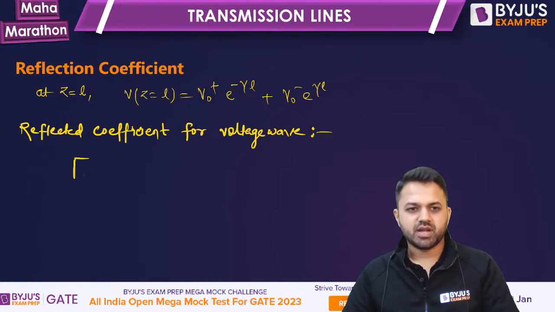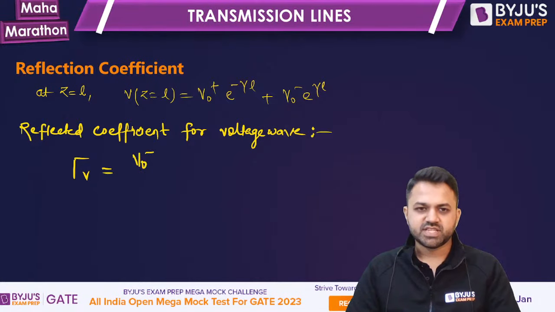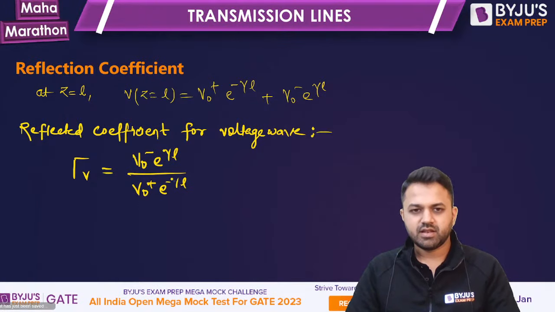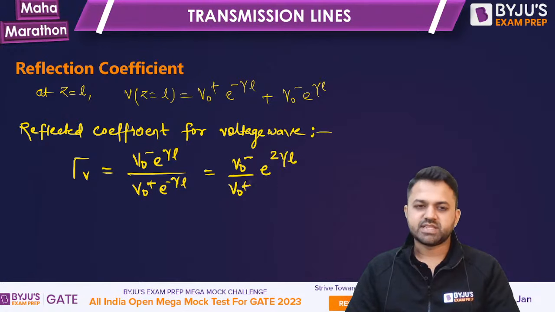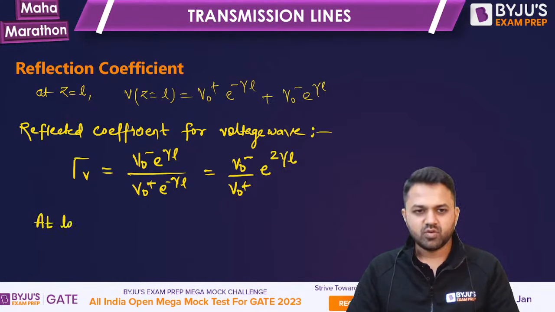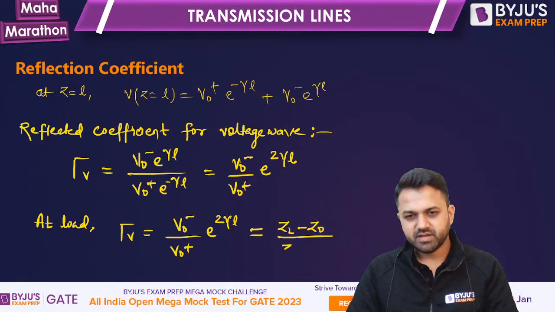That is nothing but gamma, and V in the subscript represents the reflection coefficient for the voltage wave. It is the reflected wave, which is V naught minus e to the power gamma L, divided by the incident wave, V naught plus e to the power minus gamma L. So it is V naught minus divided by V naught plus e to the power 2 gamma L. That is the reflection coefficient for voltage wave at load. At load, reflection coefficient is given by V naught minus divided by V naught plus e to the power 2 gamma L, or you can also write ZL minus Z naught divided by ZL plus Z naught.